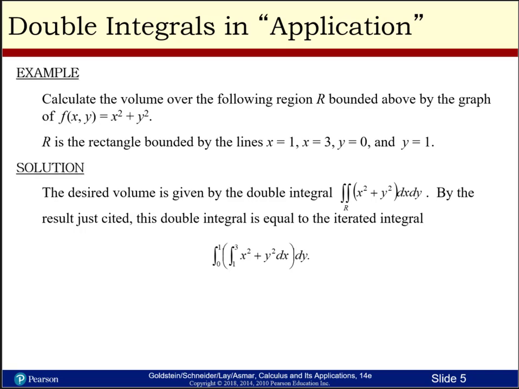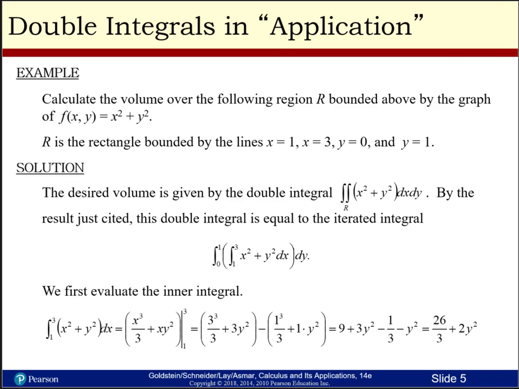So we're going to take those integrals first, treating that y squared as just a constant because we're doing the integral with respect to x first. So here we go. We're going to take that integral with respect to x. Notice we treated the y as a constant, so we just had x cubed over 3 plus x y squared evaluated from 1 to 3. Plugging that in, we're going to get 26 over 3 plus 2y squared.